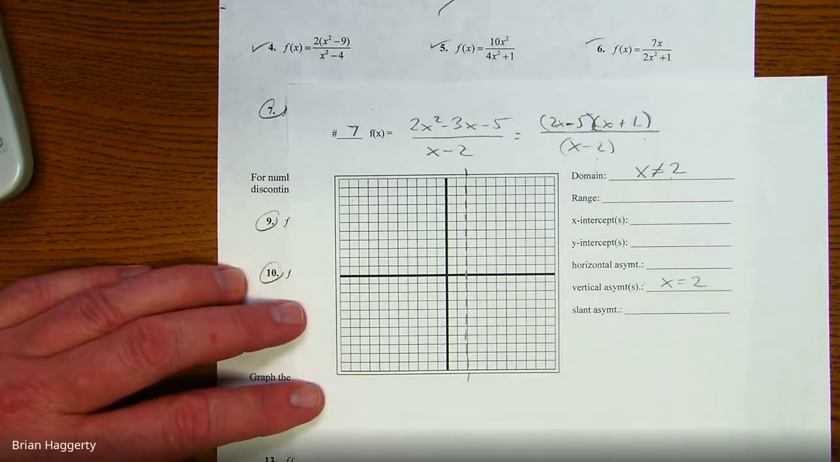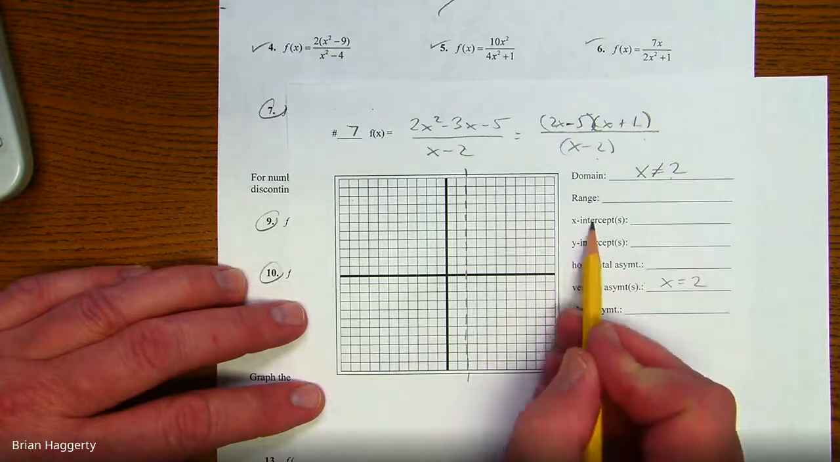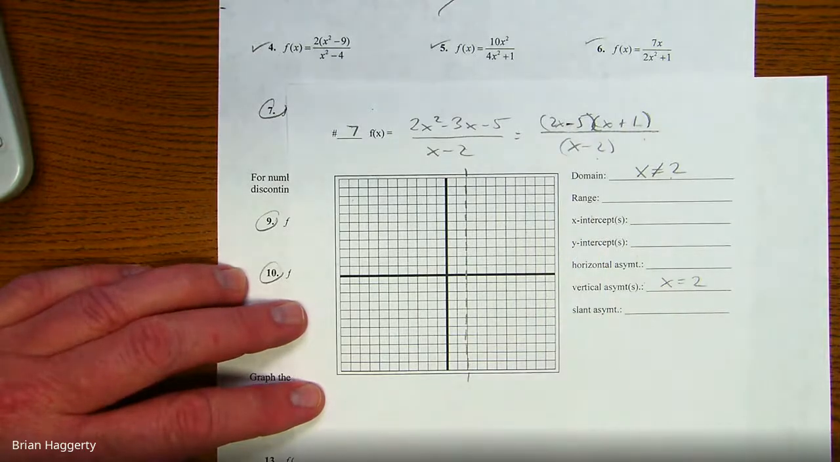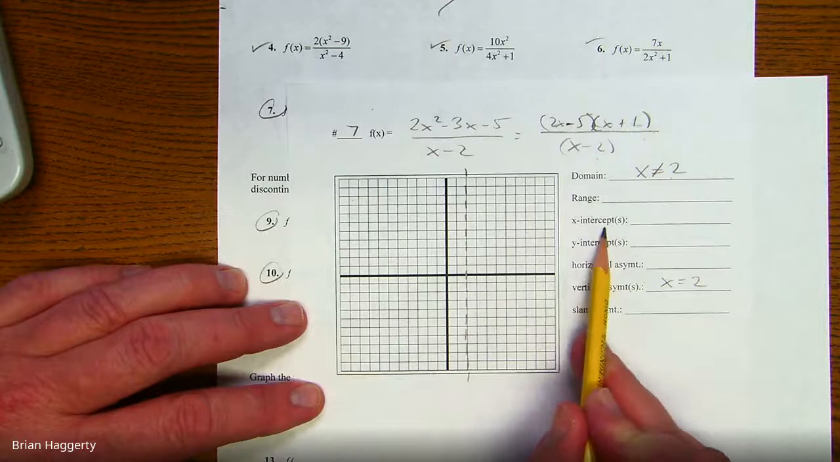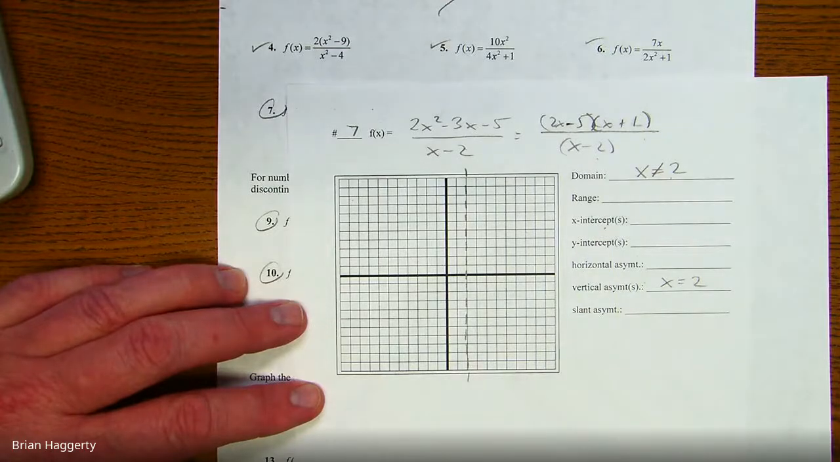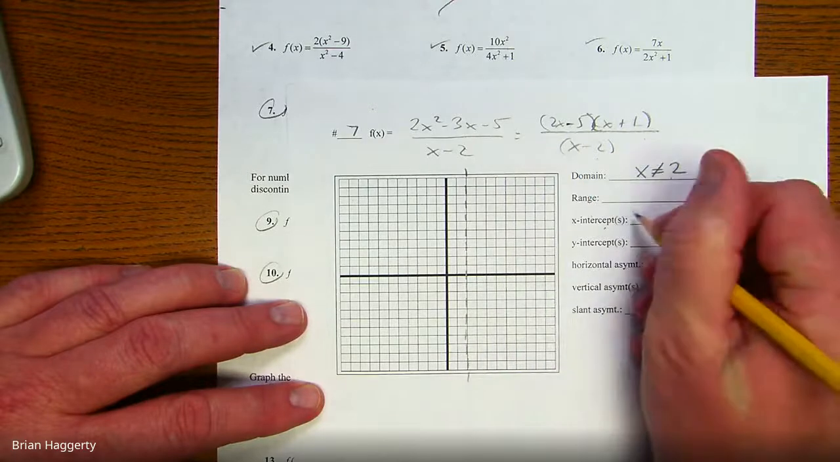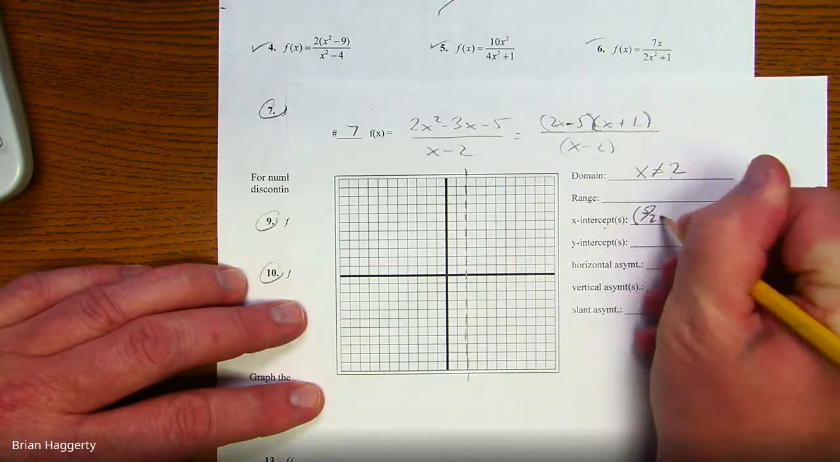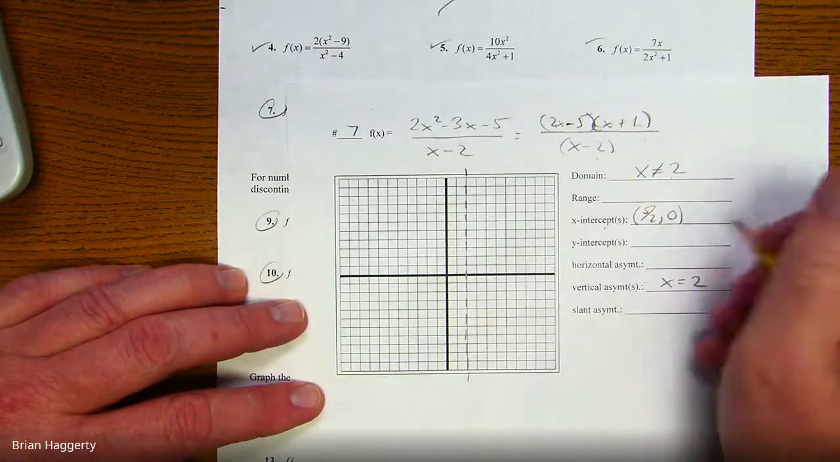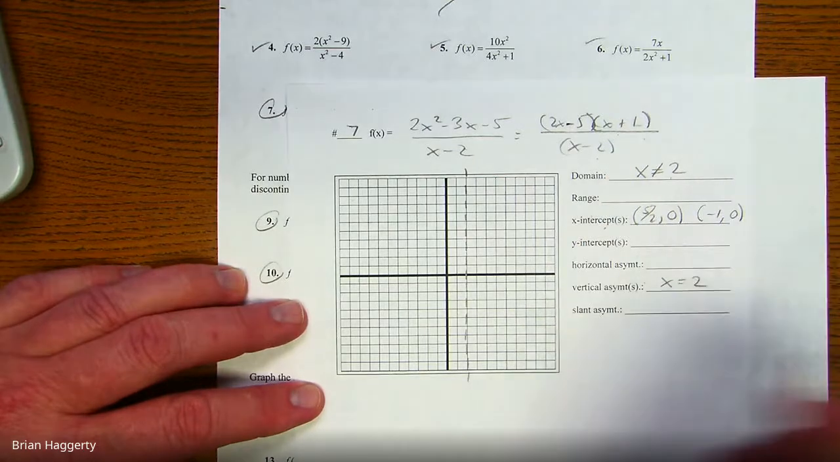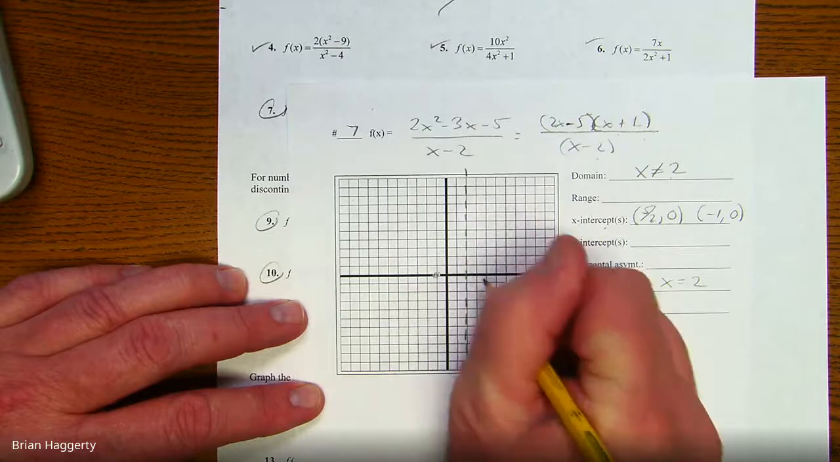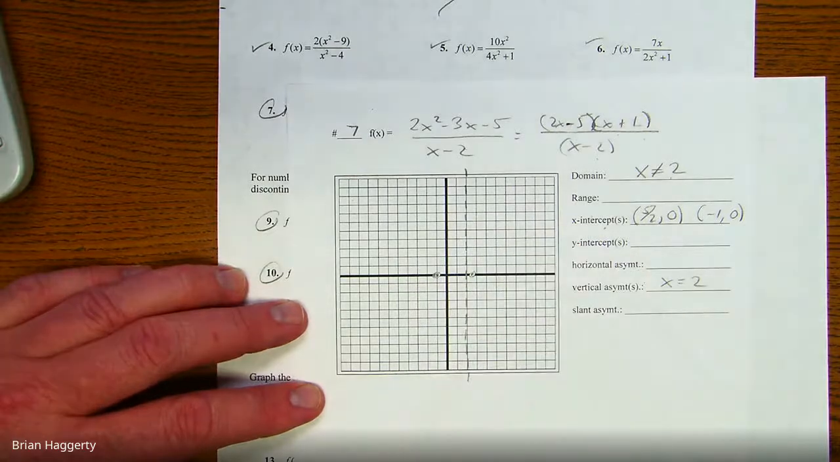Okay, the next place that's my preference to go to is to get the intercepts. As long as this is in simplified form, the x-intercepts are going to be when the top of the fraction is equal to 0. So that's 0 at positive 5/2. That's 0 at negative 1. Positive 5/2 is 2.5.